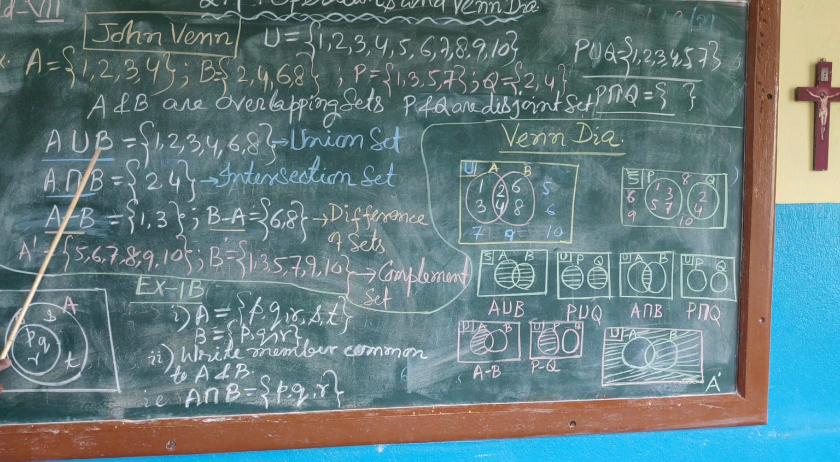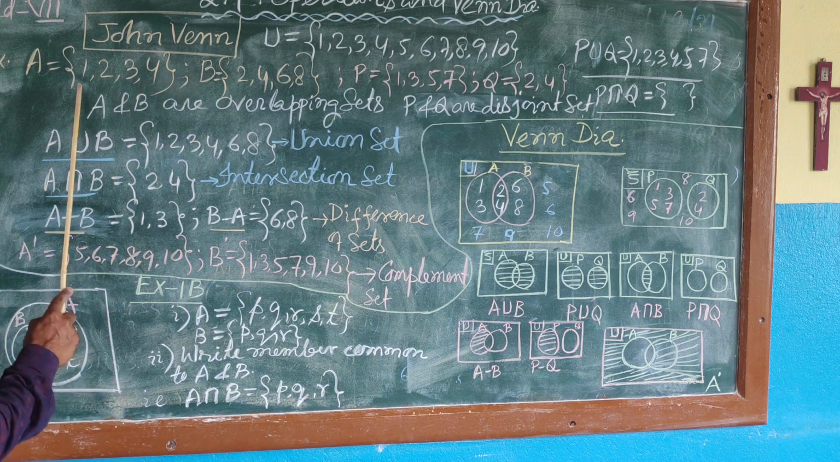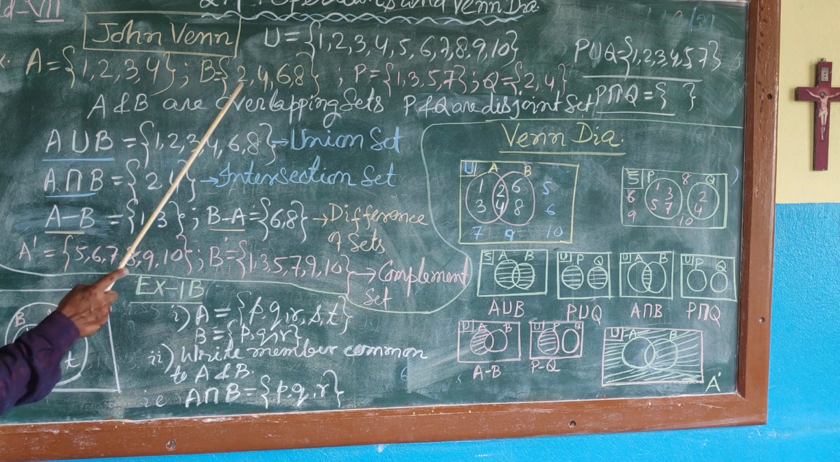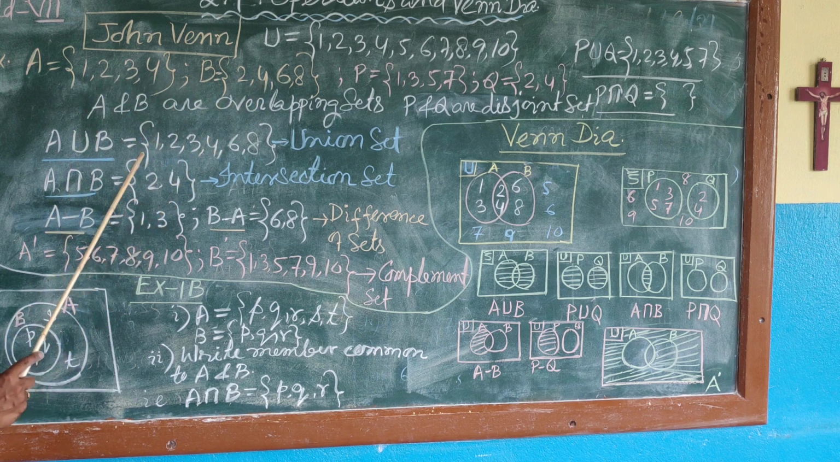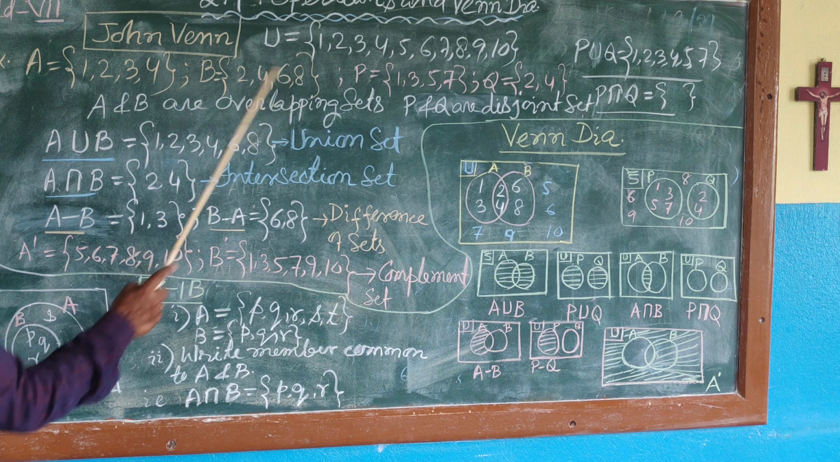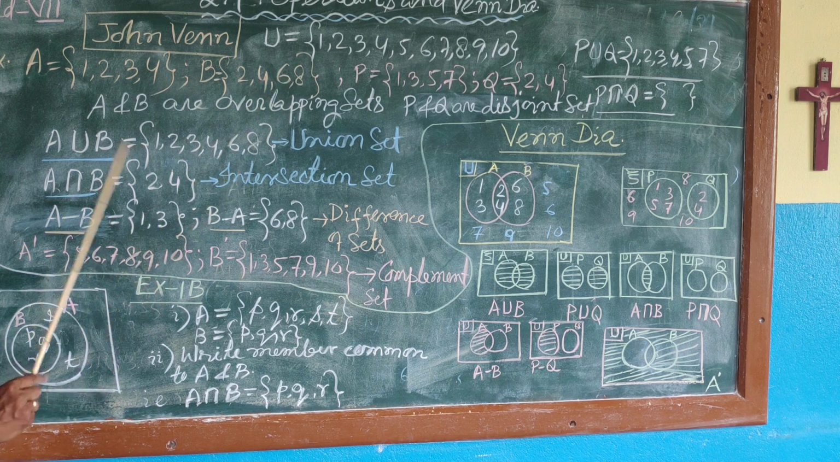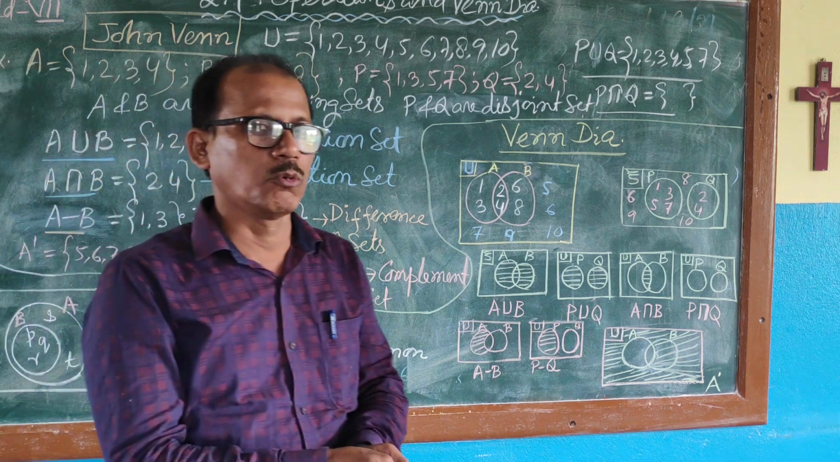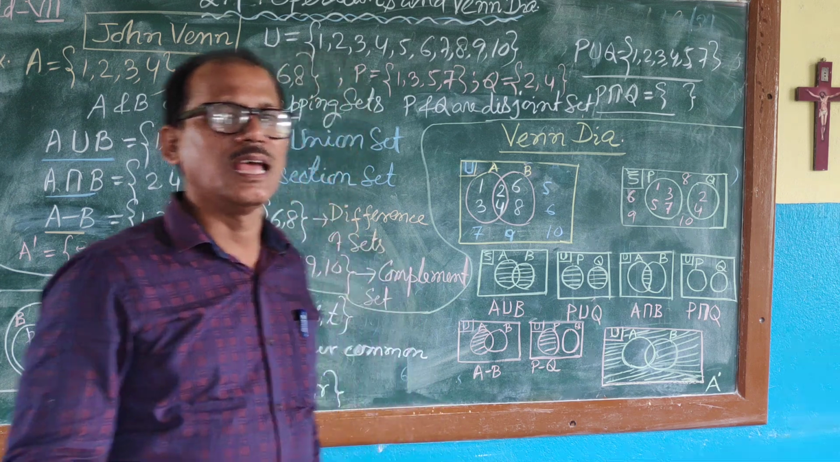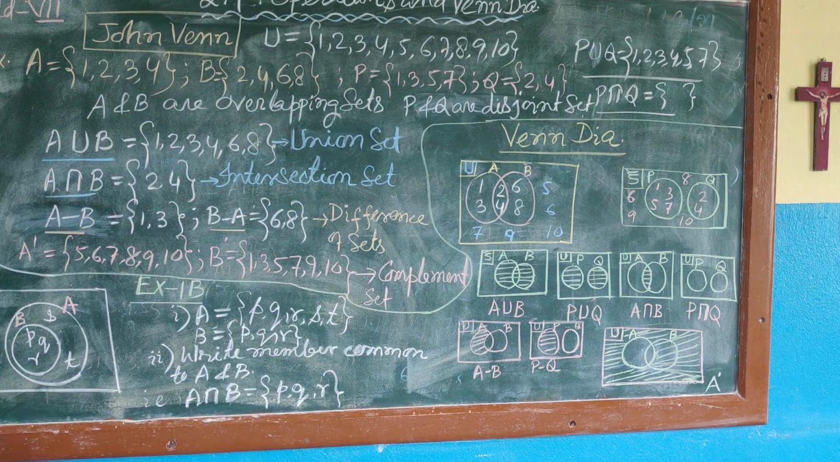So A union B will be all the elements of A and B without repeating an element. That is what you have done. 1, 2, 3, 4. Then 2, 4 you have not written again because 1, 2, 3, 4 are already written. Then 6 and 8. So 1, 2, 3, 4, 6 and 8 is the union. If you combine both sets without repeating an element and create a set, that becomes the union set. The union set is symbolized with U.